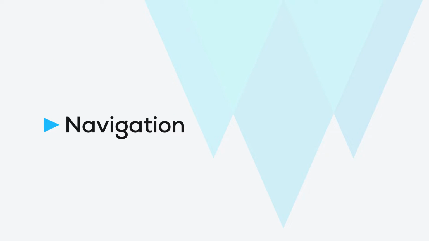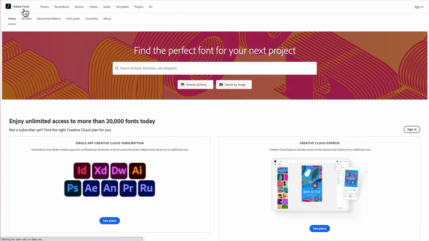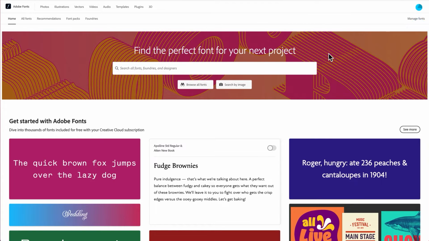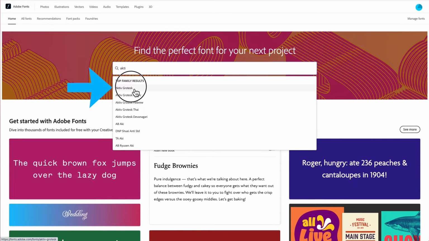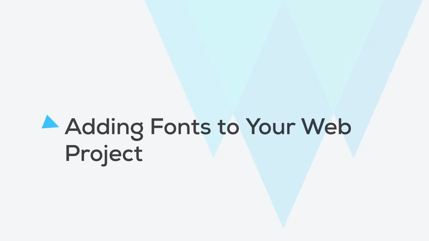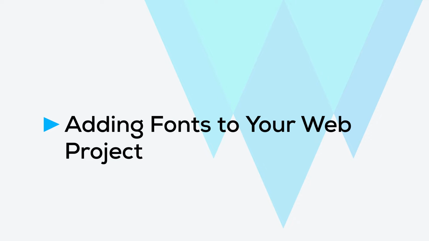Navigation. Start by going to fonts.adobe.com and make sure you are logged in. Next, go to the search bar to search for a font that you will be using in a project. Select the font.